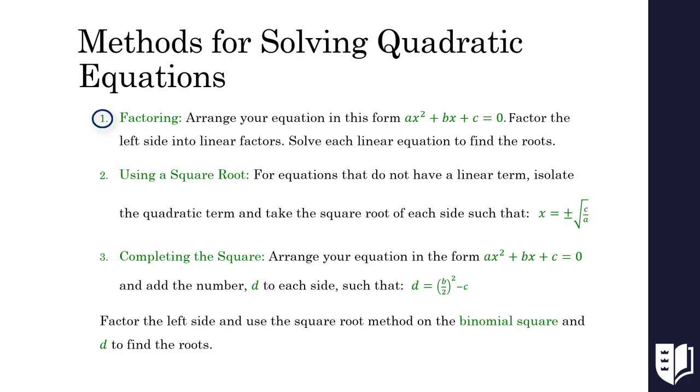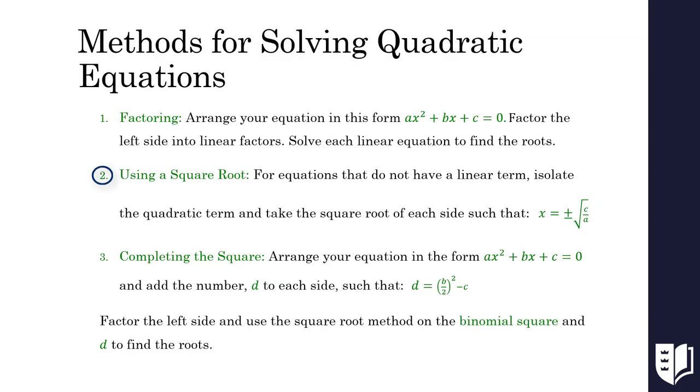This method is fairly easy if your equation has integer roots. To factor, we need to arrange our equation into the standard form and factor the left side into two linear factors, each set equal to 0. To solve, isolate the variable in each of our factors. The results are our roots. If an equation doesn't look like it'll factor easily, then another method might be needed.